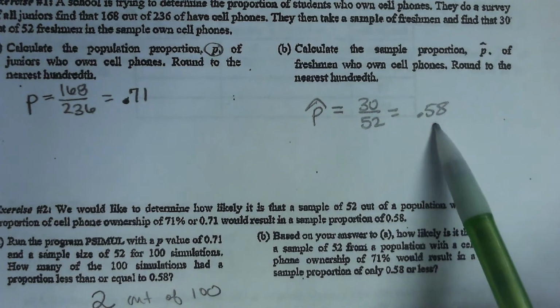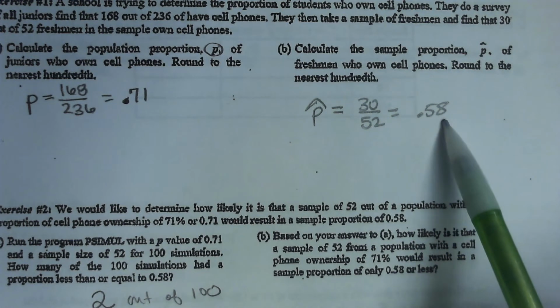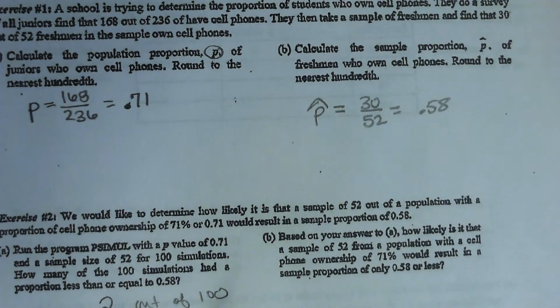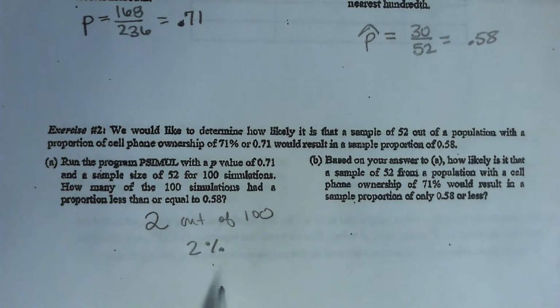Could this 0.58 sample proportion have come from a freshman class that also owned cell phones at a rate of 71%? It could have happened. But the chance of us getting that low of a sample proportion was 2%. That's pretty low, right? So you kind of make some inferences and some educated decisions about this. That's a very low chance.